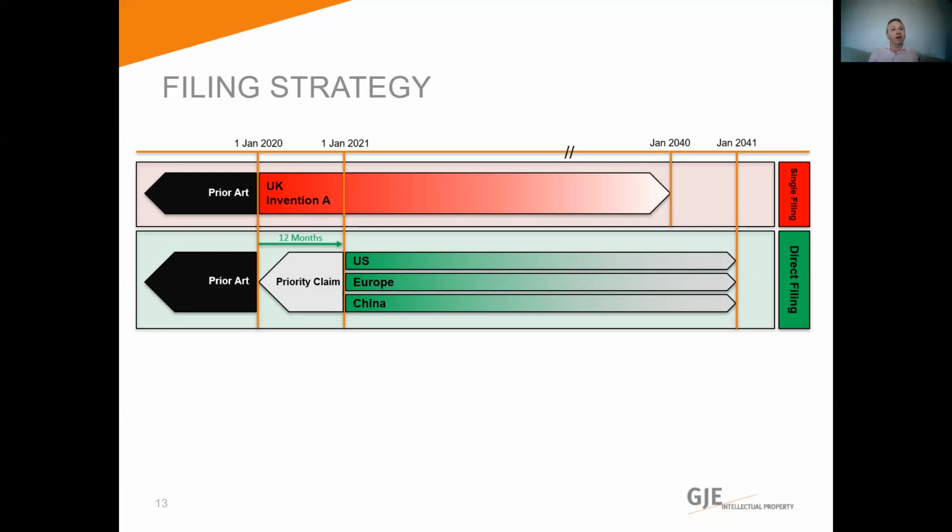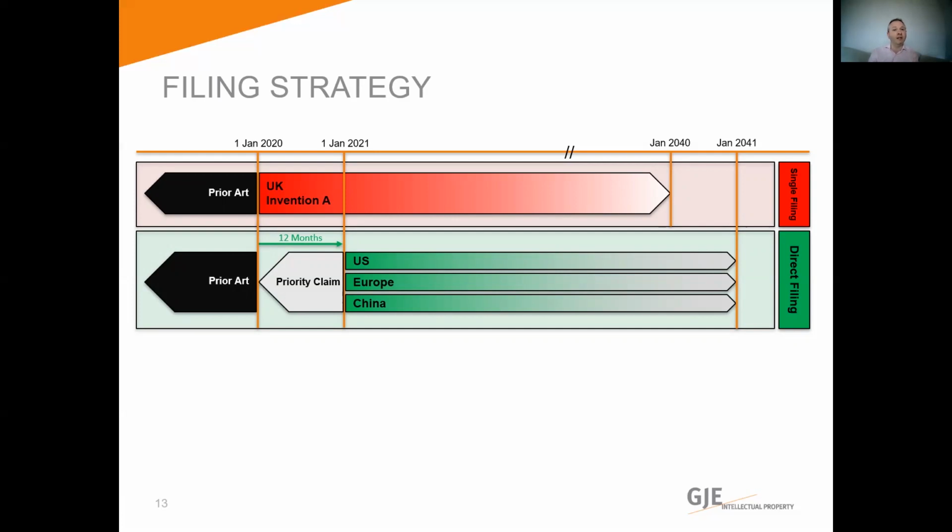This is referred to as claiming priority from the UK patent application. So, if the US, China, and Japan were key commercial territories for you, we have 1 year, so until the 1st of January 2021, to file the same application in those countries and claim priority from the UK application to retain the priority date of the 1st of January 2020.